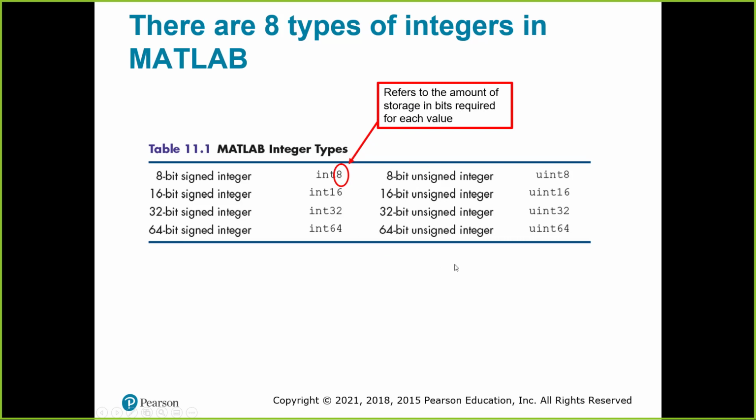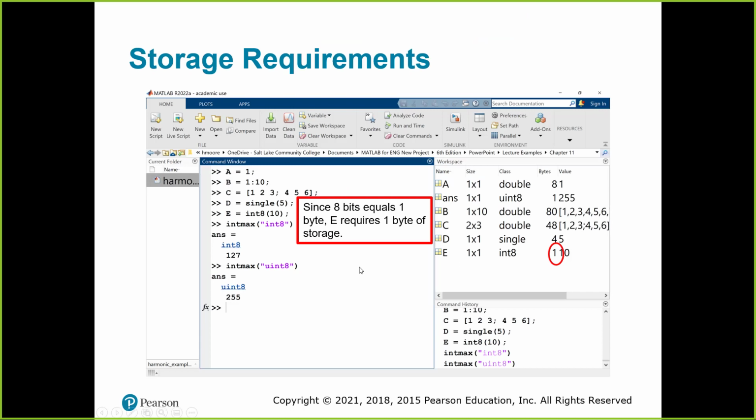Since 8 bits equals 1 byte, E requires 1 byte of storage. And E is int 10. So the maximum number you can have in an 8-bit system is 127.